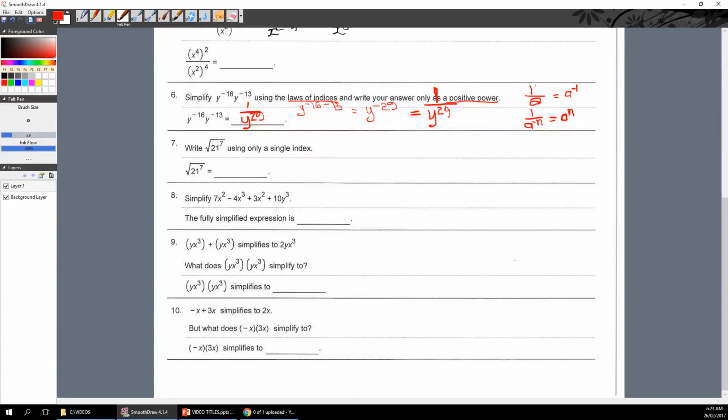All right, number 7. Write the square root of 21 to the power of 7. So square roots: the square root symbol implies that there's a little 2 there. And so the square root of A.